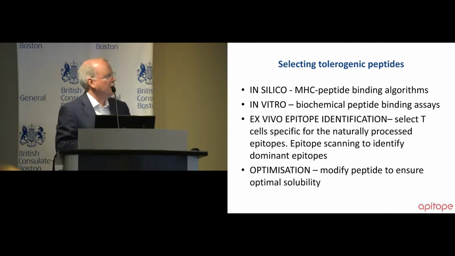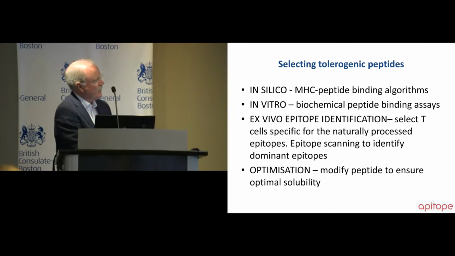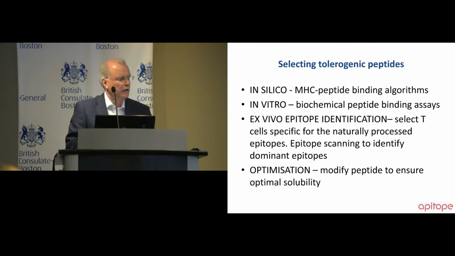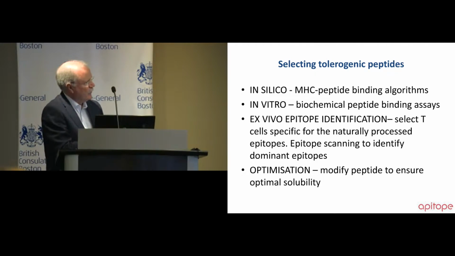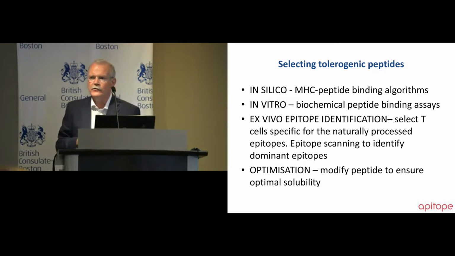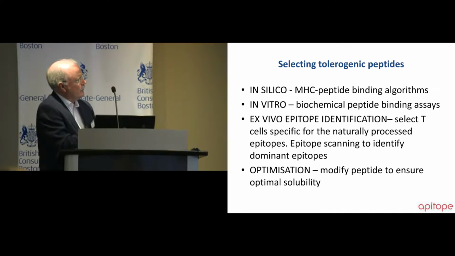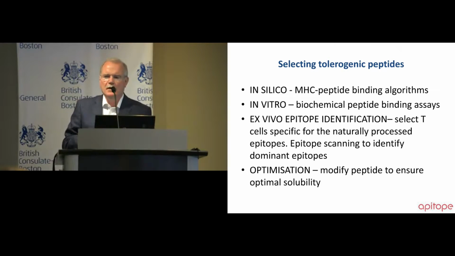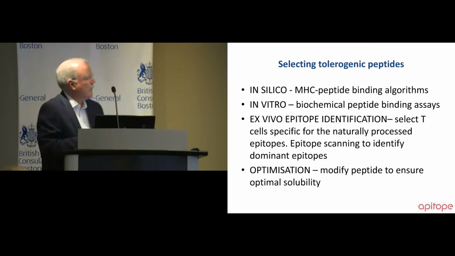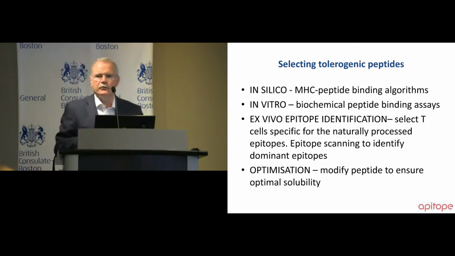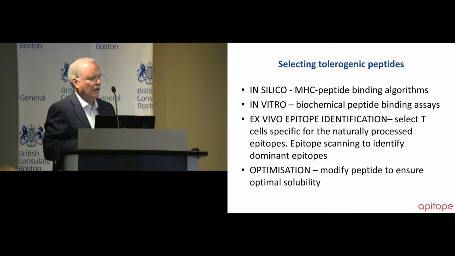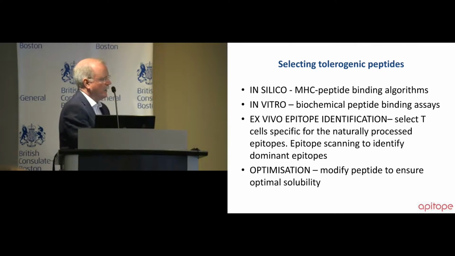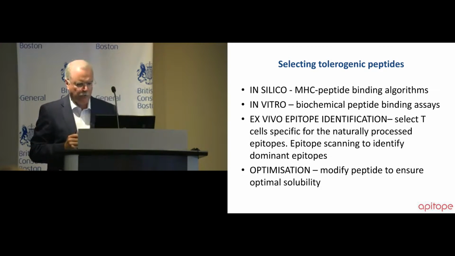So now a little bit about designing tolerogenic peptides. These are the various different processes that we go through at Epitope for selection of tolerogenic epitopes. We do in silico computer-based MHC peptide binding analysis using various different algorithms. We do in vitro biochemical peptide binding assays. We work with pro-immune to do peptide binding analysis. Most of the work is focused on ex vivo epitope identification, both using HLA transgenics and human T-cell samples. And finally, we can modify peptides to optimize them, particularly for solubility.